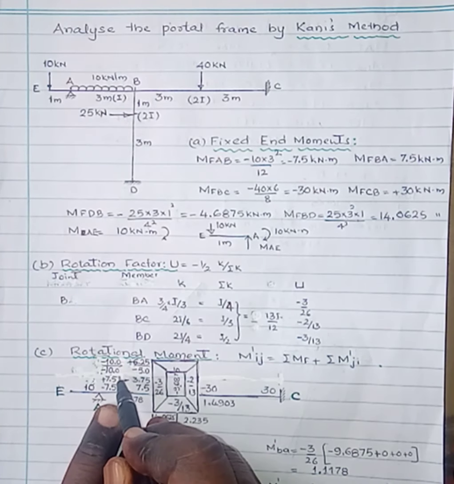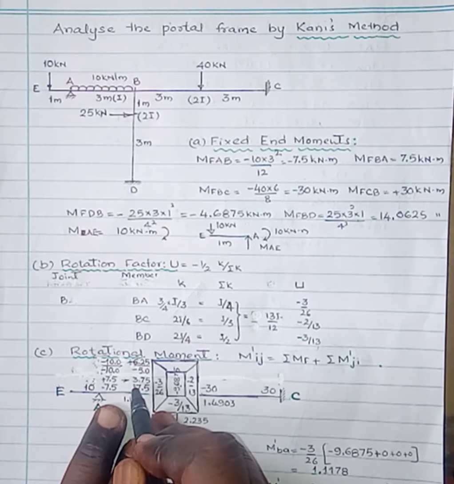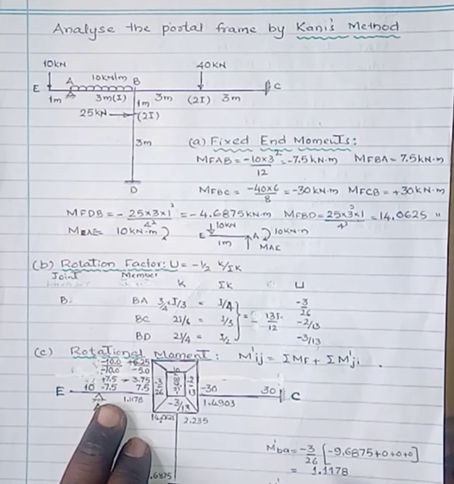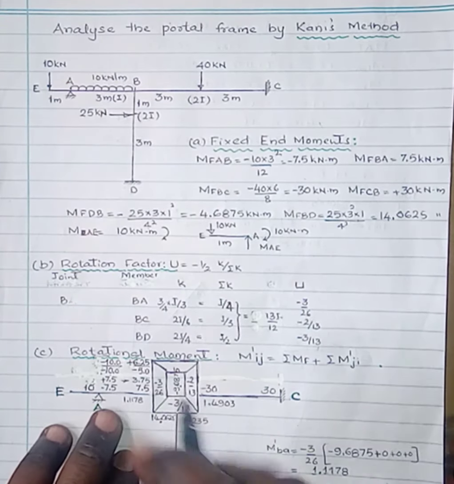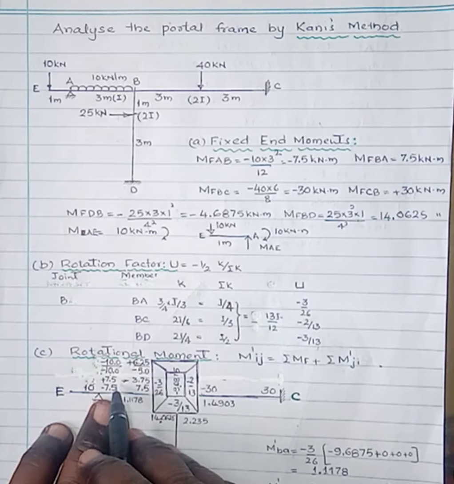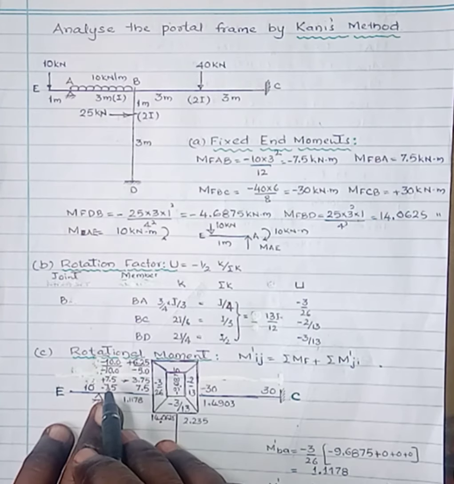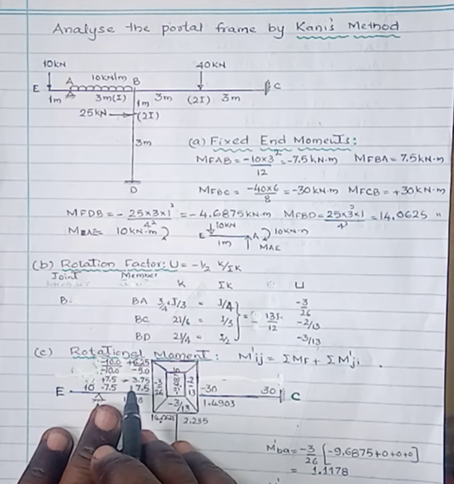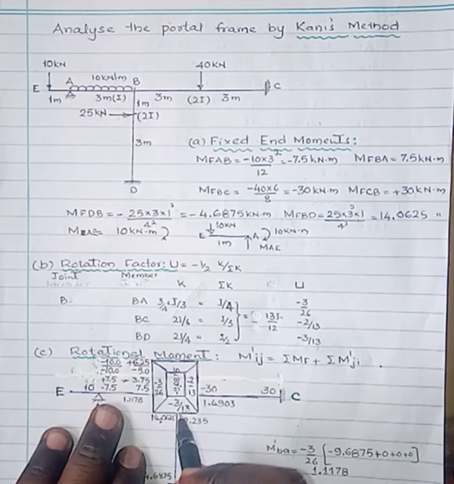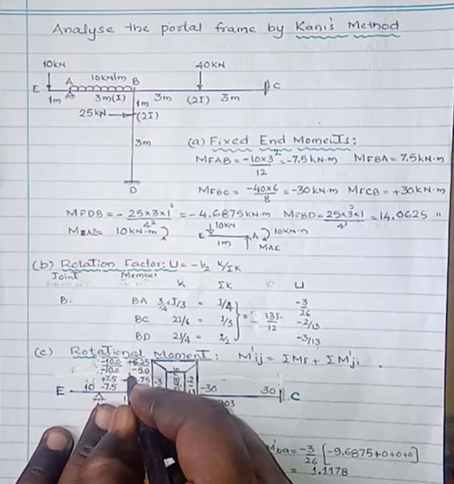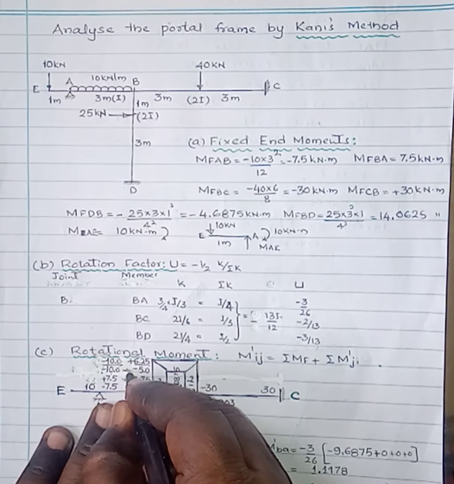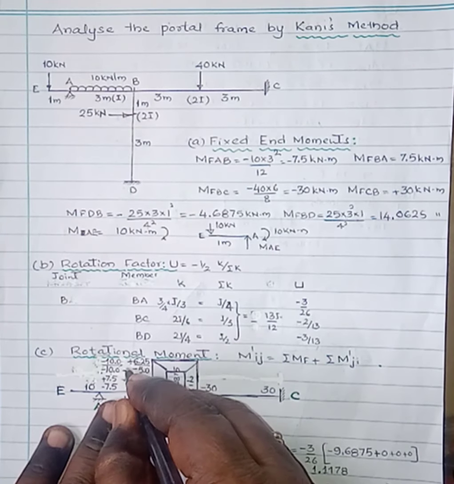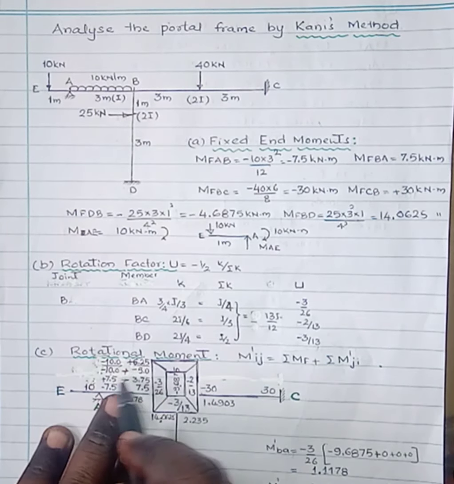After balancing, when the equilibrium condition is reached, 50% of the moment that we have added is carried from this end to this end. There is a carryover moment. Here we have added plus 7.5, 50% of that is carried from A to B, that is half of 7.5, that is 3.75. Similarly, we have added minus 10 kilonewton meter. The carryover of that is half of minus 10, that is minus 5.